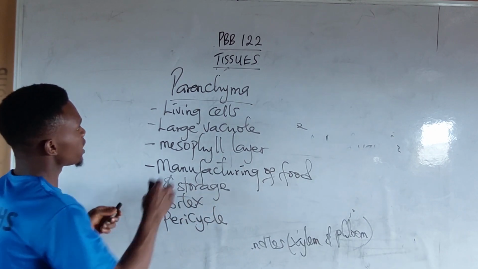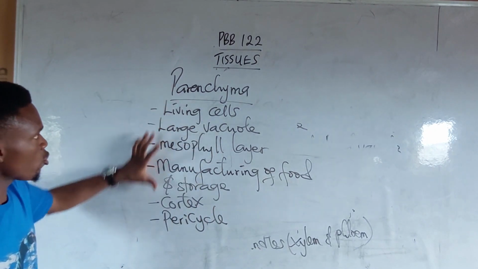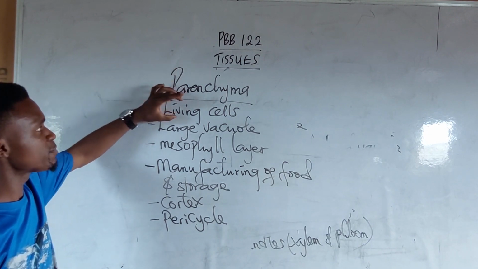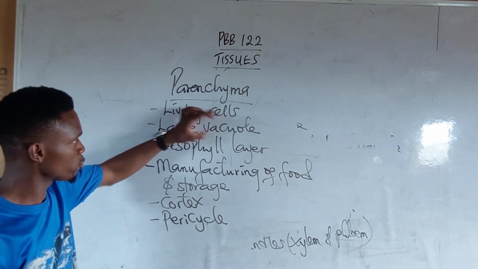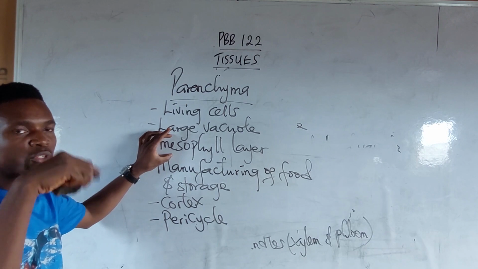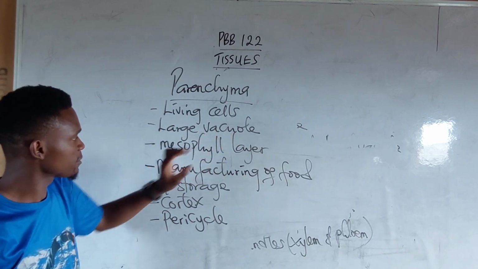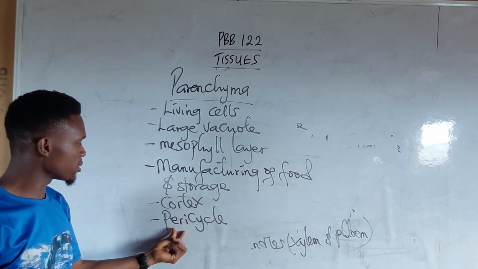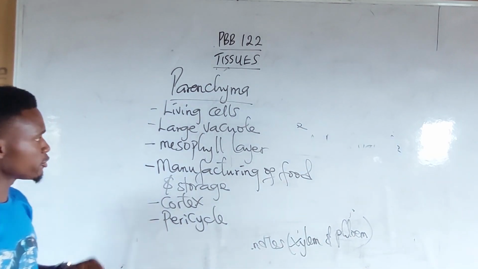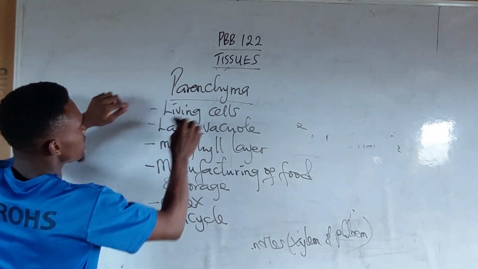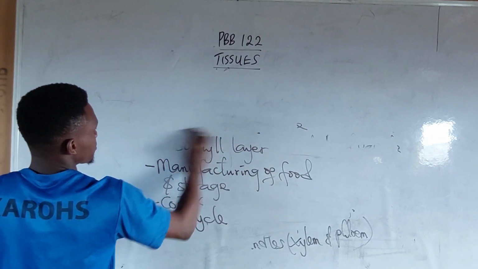Take note of that. This is all about parenchyma. It is made up of living cells. It has large vacuole. It is found in the innermost layer of the leaf called the mesophyll layer. It's also found in the cortex and the pericycle. Please take note of that. It is very important. Now the next one is the collenchyma.